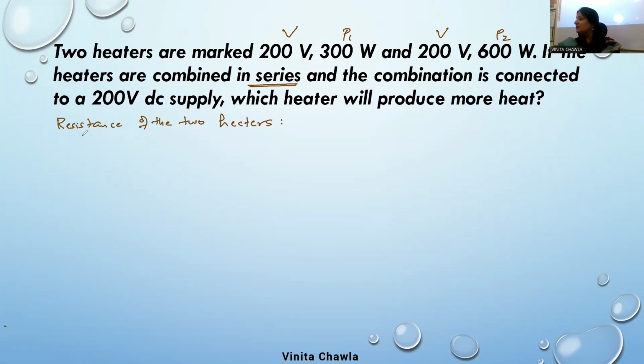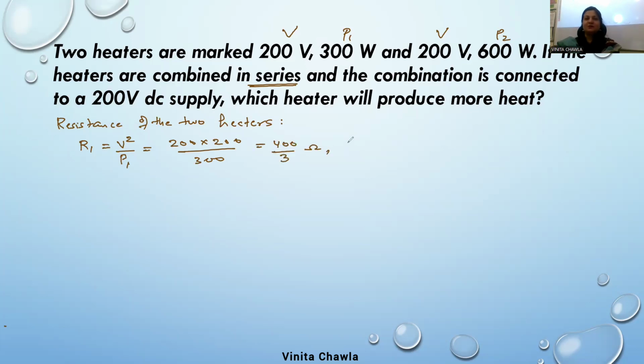Resistance of the two heaters. R1 is equal to V square by P1. 200 into 200 upon P1, power is given, it's 300. This is 400 by 3 ohm.